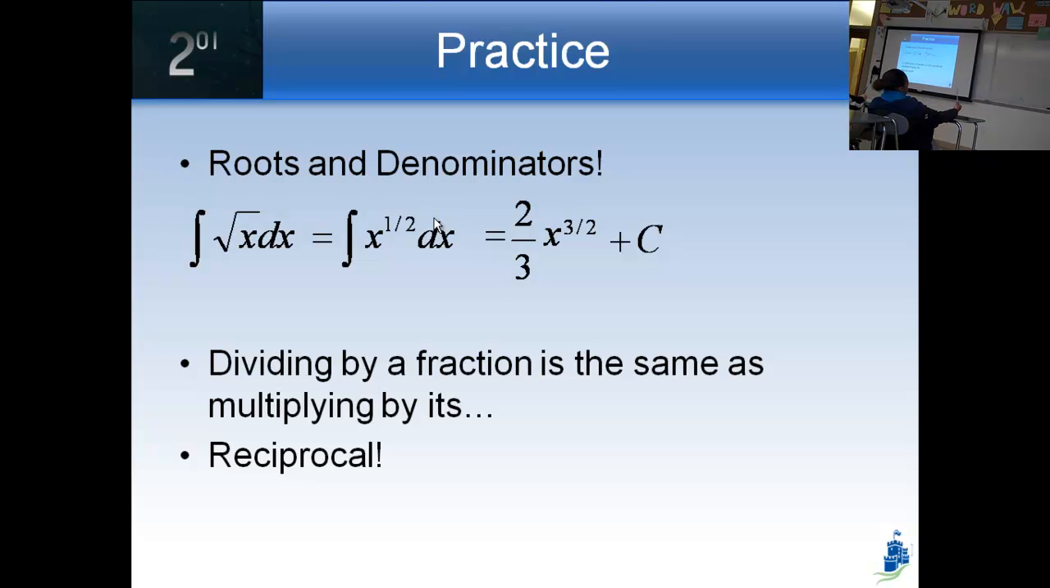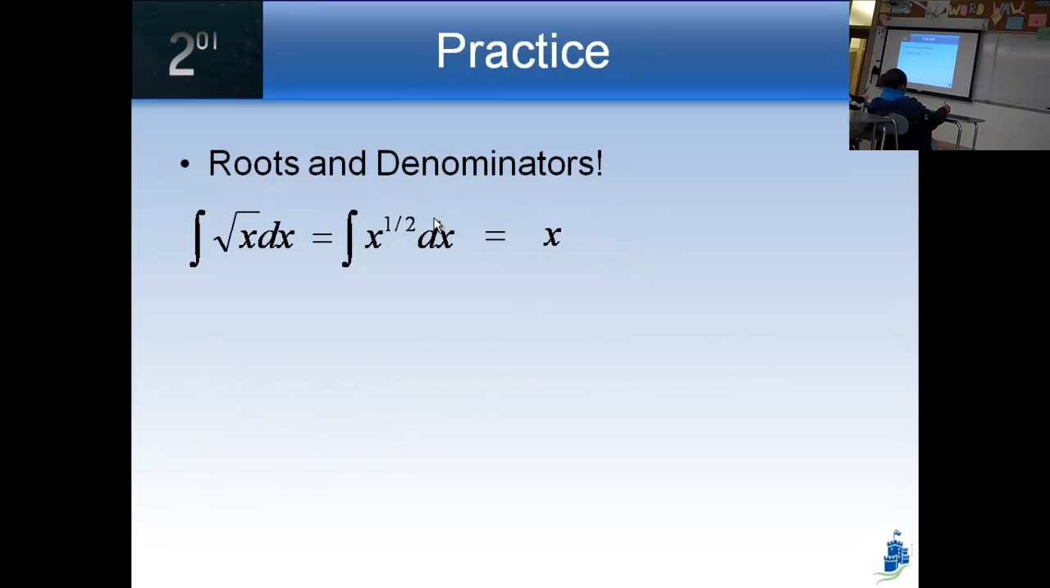No good right there? Why do you have to do your reciprocal? Right, so it's the same thing we did before. We're taking the 1/2, we're adding 1 to that, we get 3/2. You good on that? Okay, and then we have to divide by 3/2. Dividing by 3/2 is the same as multiplying by 2/3. It's like an easier way of doing it, right?